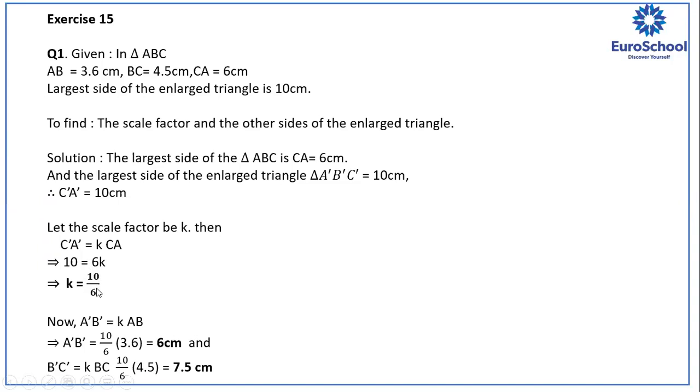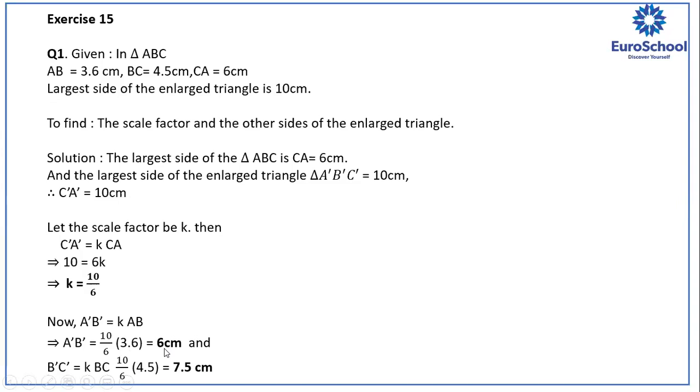Okay, and now how to check whether your question is correct or not. It's a case of enlargement. Again, check the value you're getting: the numerator should always be greater than the denominator in case of enlargement for a scale factor. Okay, now you need to find the length of the other sides. So AB is 3.6, and A dash B dash is enlarged, so it should be greater, so we have to multiply 10 by 6 into 3.6, so it comes as 6.